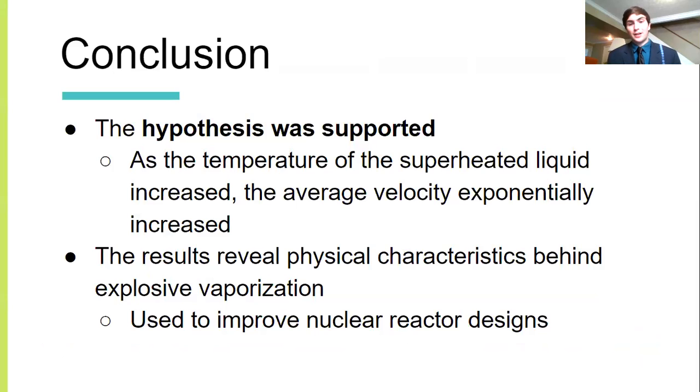And the results reveal physical characteristics behind explosive vaporization, such as the temperature property of the superheated liquids, and how the velocity of the evaporation wave changes when the temperature of the superheated liquid also changes. This can be used to improve nuclear reactor designs, such as keeping the temperature of the superheated liquids at a much colder state, so that it prevents so much of the superheated liquid from leaving the test tube or being completely evaporated. That gives people time to fix the problem and maintain what's left of the superheated liquid inside of the test tube.